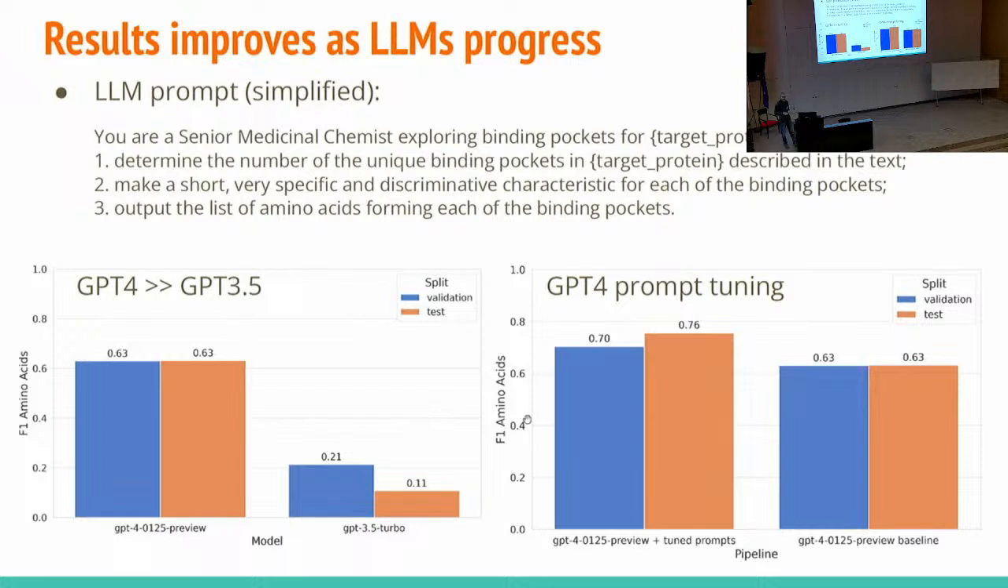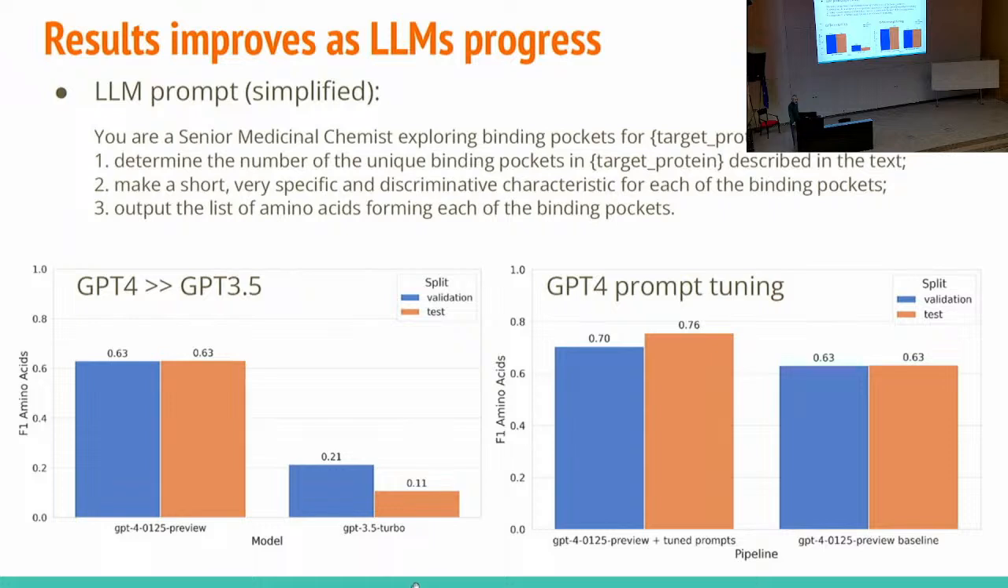So we are asking the LLM to consider that it is a senior medicinal chemist, to condition it to the biological domain, and we ask it to determine the number of binding pockets for the target protein described in the paper, to make very specific discriminating characteristics of each of the pockets, and to give the list of amino acids for each of the pockets. And after comparison with a human baseline, we get the results like this.